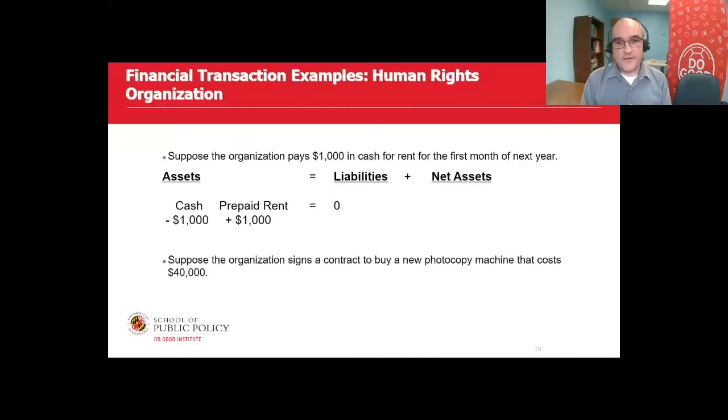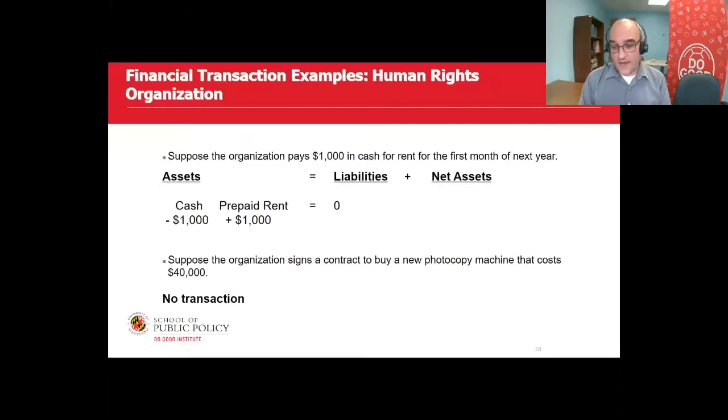But suppose the organization signs a contract to buy a new photocopy machine that costs $40,000. What does it enter in the transaction record? It doesn't enter anything. This is not recognized as a financial event yet. The organization hasn't received the photocopy machine, and they haven't paid $40,000 in order to get the photocopy machine at some point. Once either of those things happens, then there is a financial event and the organization's finances are affected.